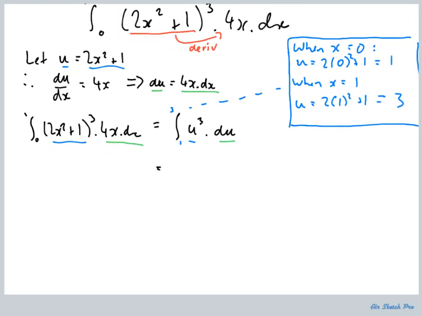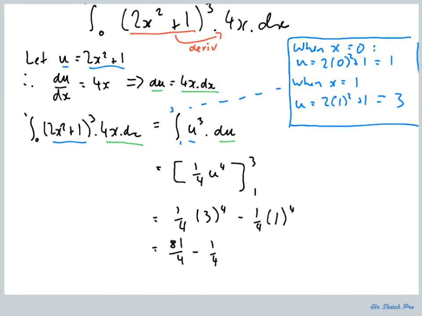So the next line is equals, anti-differentiate, so it's a quarter u to the power of 4 between 3 and 1, which is a quarter times 3 to the power of 4, minus a quarter, 1 to the power of 4. I could have taken out a common factor there of a quarter, but my care factor was 0, so I just left it as it is. It's not too complicated, so I didn't bother. 3 to the power of 4 is what, 81? So I've got 81 over 4 minus 1 over 4.